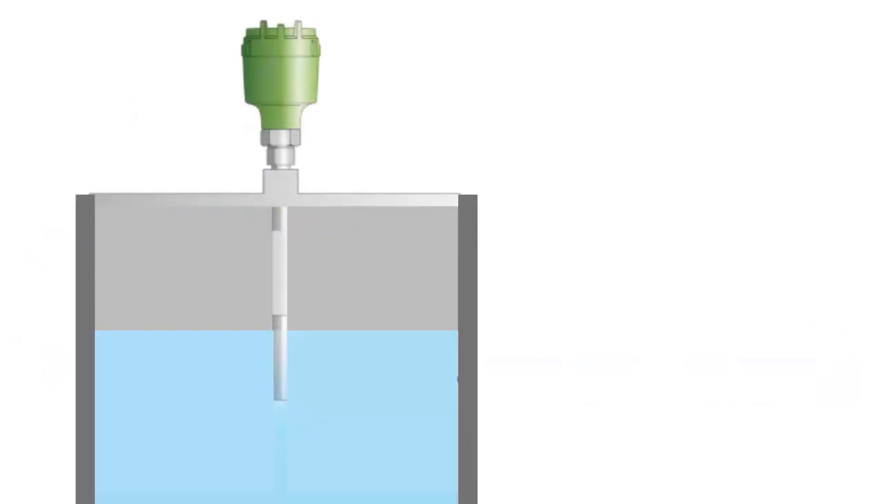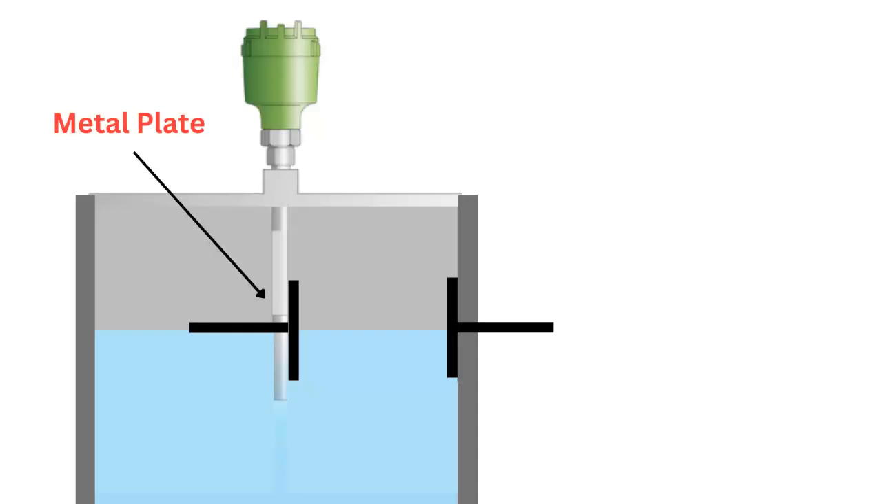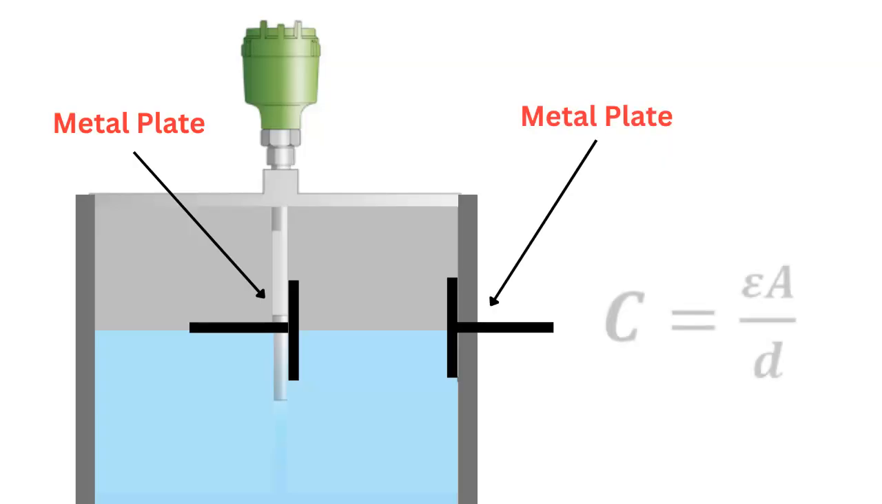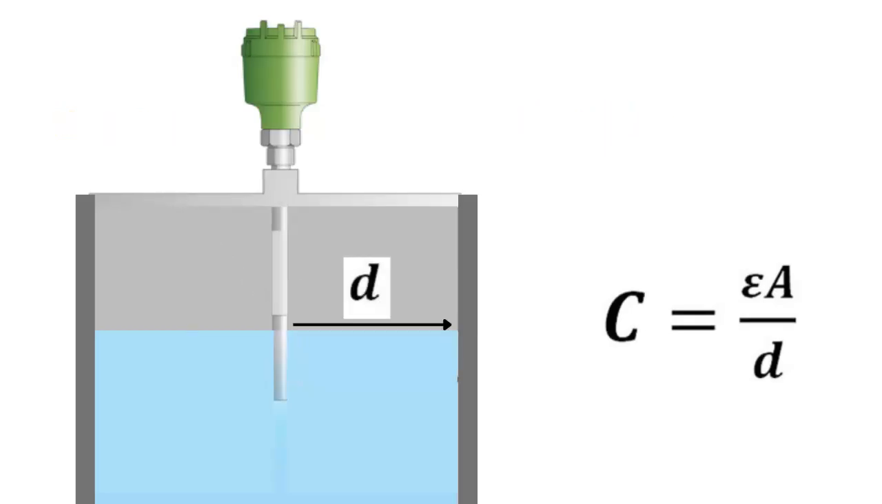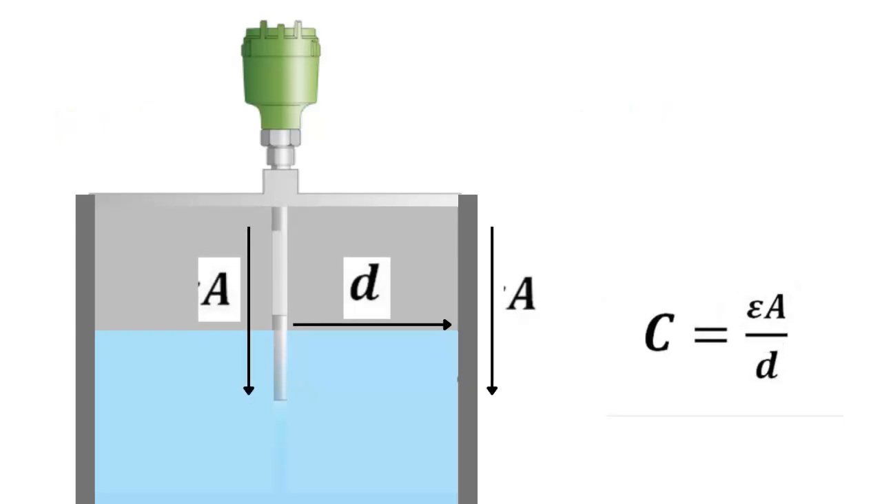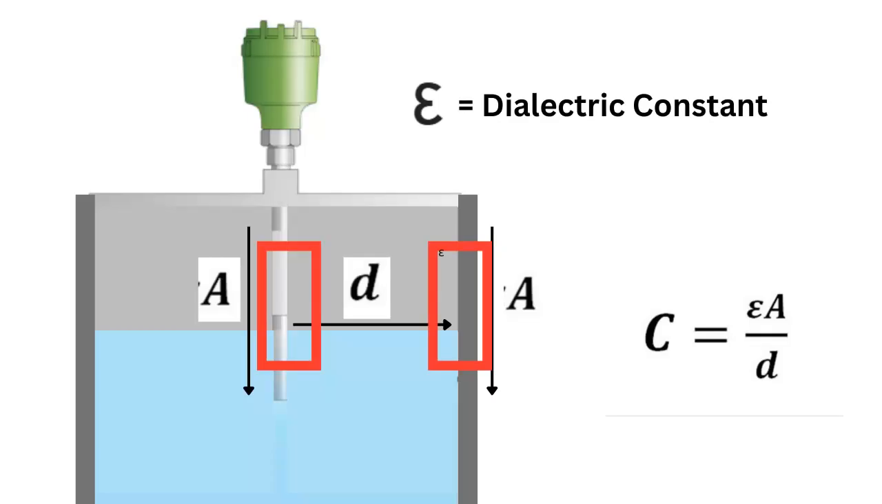Now let's look at the transmitter. The level transmitter is nothing more than a giant, specialized capacitor. The conductive probe rod acts as one plate, and the metal wall of the vessel acts as the other plate. Look back at the formula. Capacitance equals epsilon times area divided by distance. In a fixed tank, the distance between the plates, D, and the effective area, A, are fixed and constant because the probe rod and the tank wall never move. This leaves only one variable left to change: epsilon, the dielectric constant.